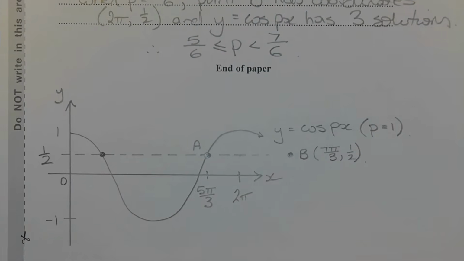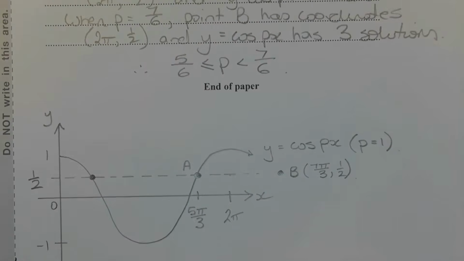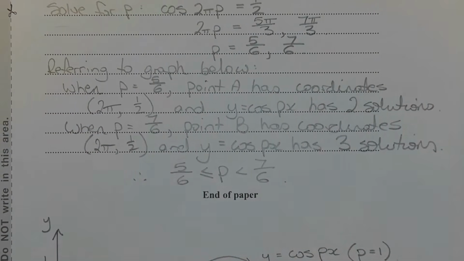So going back to the graph, when p is equal to 5 over 6, point A moves to the right, and the x-coordinate of point A will land here. In other words, it'll land where x equals 2 pi. And when p is equal to 7 over 6, point B here will move to the left and it will land at the point where x equals 2 pi. But we can't have point B landing on 2 pi exactly. And I've stated that here.